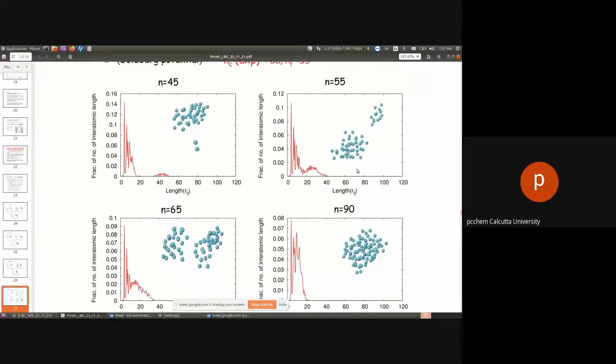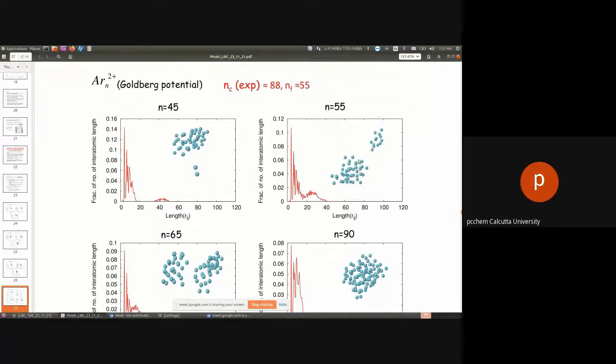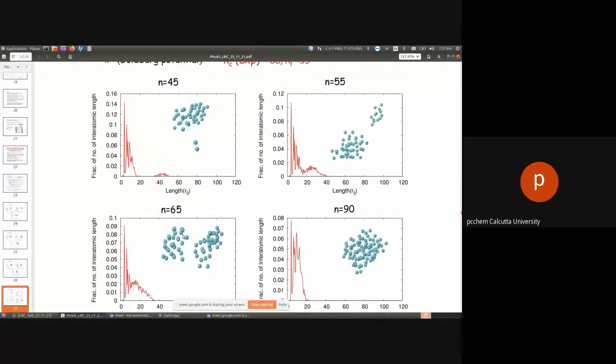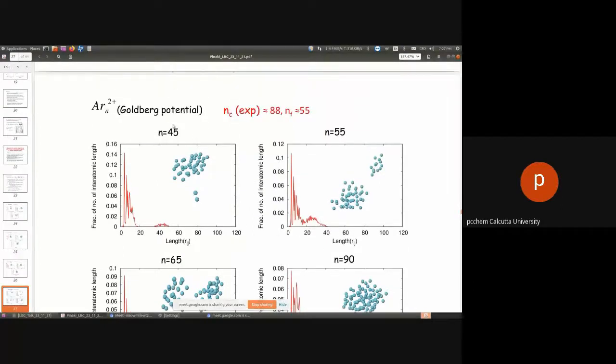So experimentally what people have seen is that for argon at around 55 there is a switchover from a spallation-like dissociation to a fission-like dissociation, which continues up to the stability limit of 90. These are all experimental results, and of course with one of the potentials one can also check to see if you are getting this or not.